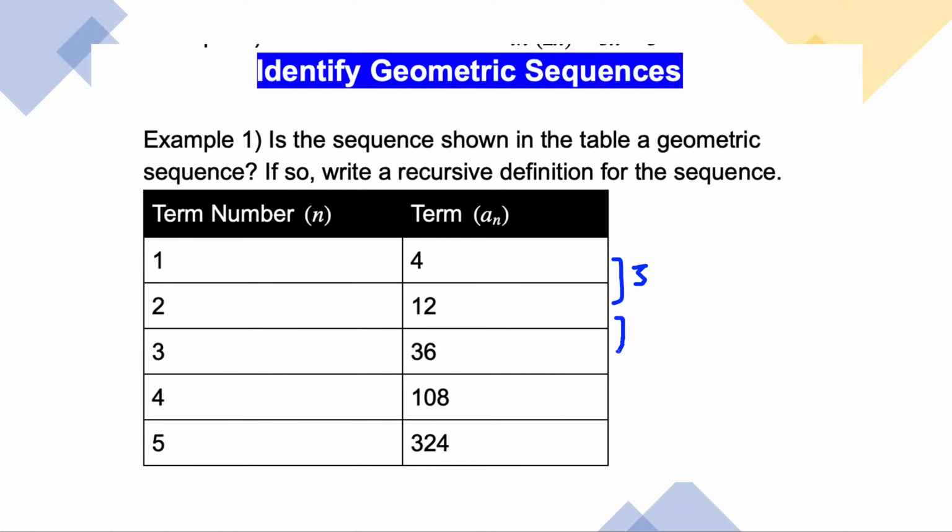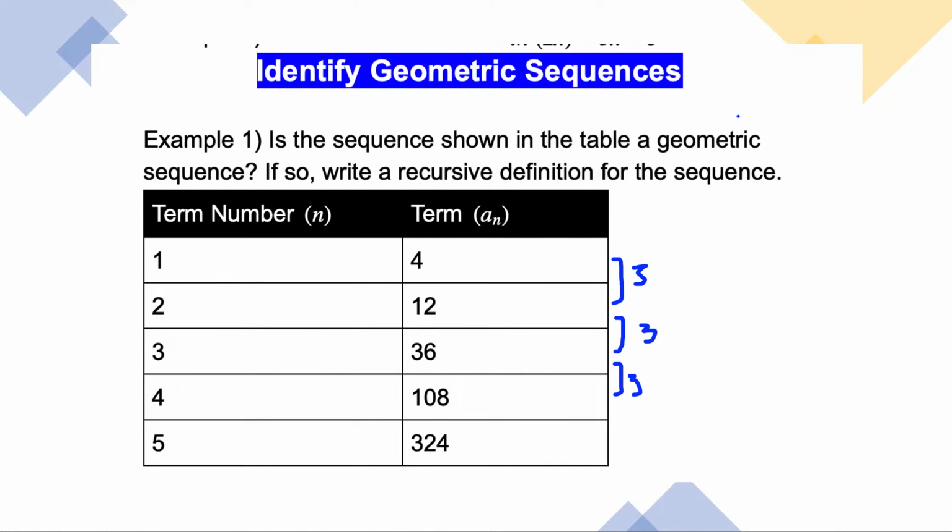Now let's see, does it satisfy the other terms of the sequence? For example, 12 times 3 is 36, so it satisfies. Now we are looking for the next term. We multiply by 3. 3 times 36 is 108. And now we're looking at this term here. Does it satisfy the common ratio 3? If we multiply 3 times 108, we get 324. So this is a geometric sequence.